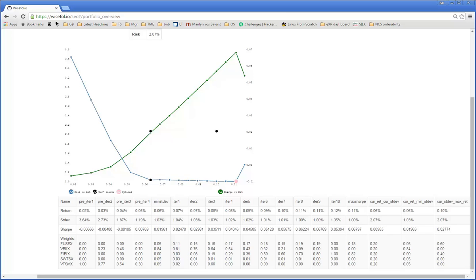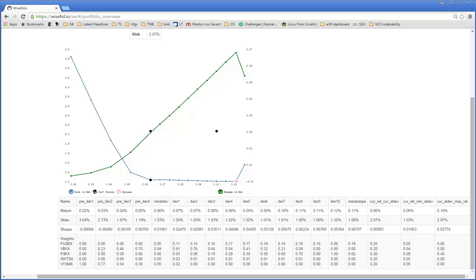As you can see here, from this efficiency curve, from where you stand, you can drop the risk by half from 2.07% risk to 1.03% risk for the same return that you are currently getting, or increase your return by 67% from 0.06% monthly return to 0.10% monthly return for the same risk that you are currently incurring by modifying the weights as suggested by Wisefolio.